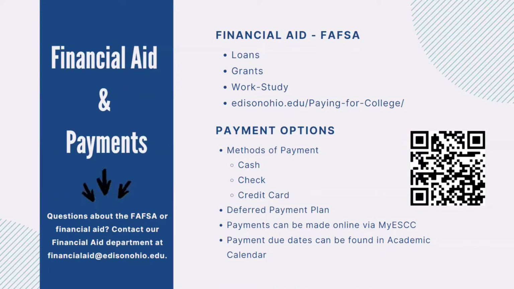If you are unable to pay your balance in full, you have the option of utilizing the deferred payment plan. This option allows you to break your fall and spring semester balances into 4 payments. Your summer balance can be split into 2 payments. For a list of payment due dates, please visit the academic calendar or use the QR code.